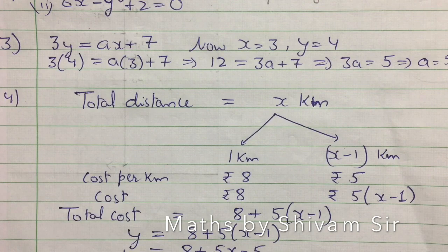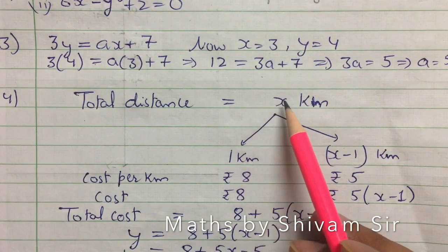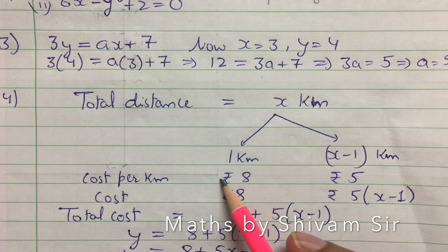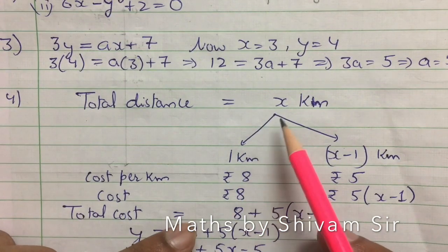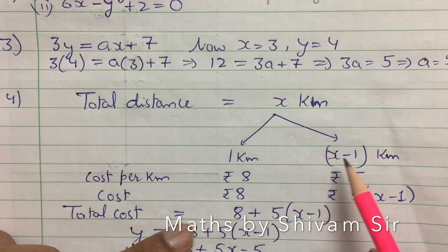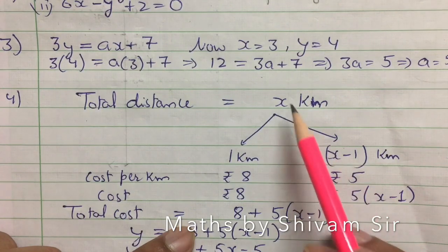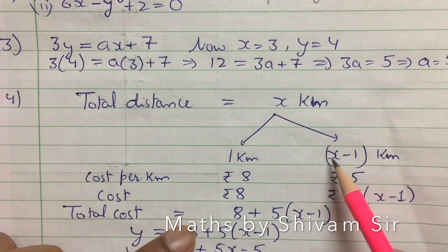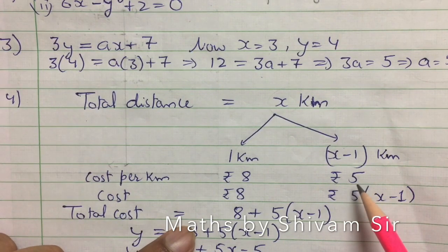Now, it is given that the total distance covered is x kilometers. So for the first kilometer, the charge to be paid is rupees 8. For the next subsequent kilometers, the charge per kilometer will be rupees 5. So the remaining kilometers will be x minus 1. If we subtract 1 kilometer from x, the remaining kilometers will be x minus 1. So for x minus 1 kilometers, rupees 5 per kilometer should be charged.